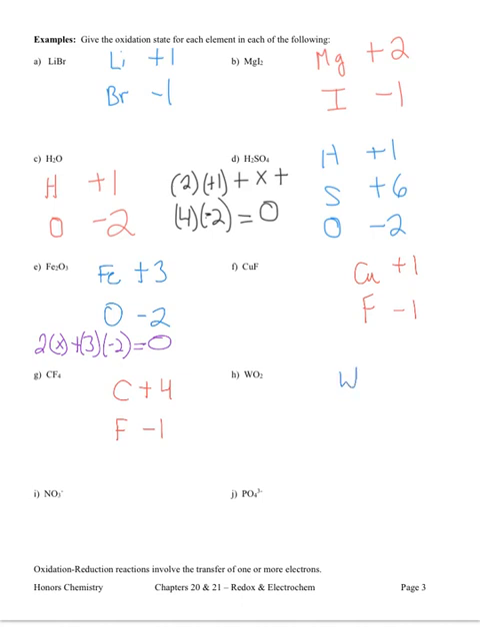We don't have a rule for tungsten. Oxygen we do. Each oxygen is -2 according to rule 7. So altogether they need to equal 0, and so that makes tungsten +4.